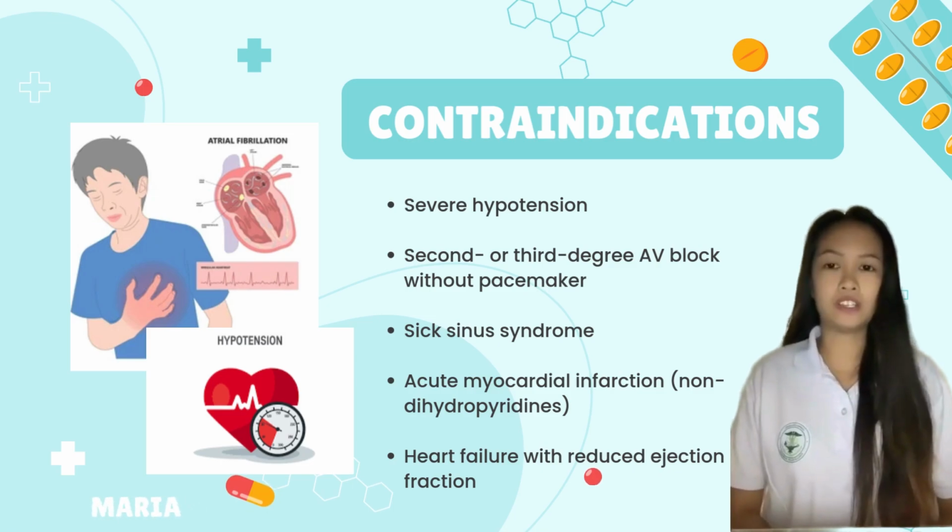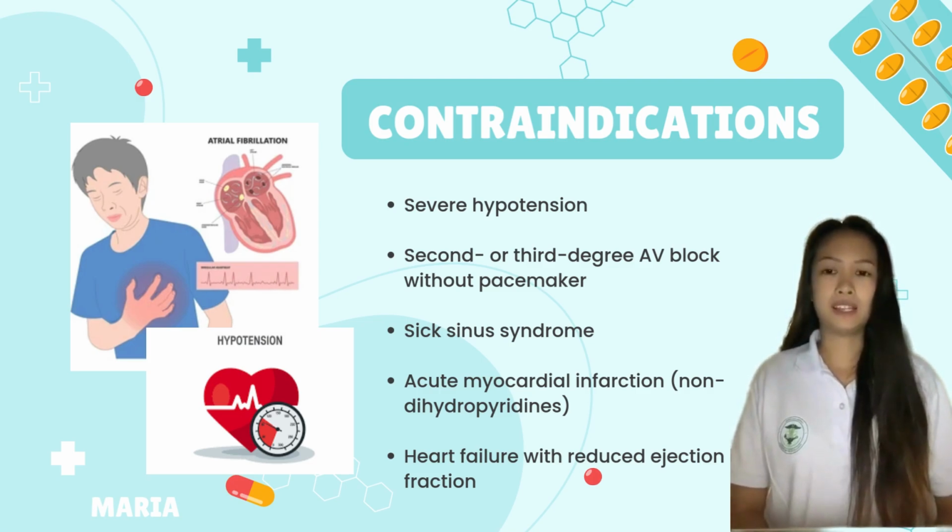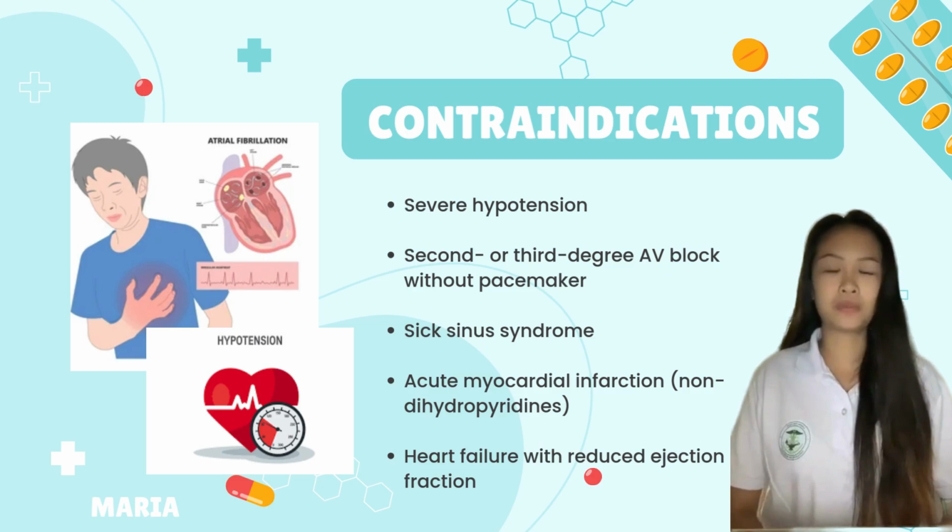For the contraindications, first is very low blood pressure or severe hypotension. CCBs lower blood pressure more, which can be dangerous if it's already too low. Next is second or third degree AV block without a pacemaker. CCBs slow the heartbeat. If the heart's signals are already blocked, it can make it worse. Next is sick sinus syndrome. The heart's natural pacemaker doesn't work well. CCBs can slow the heart too much.